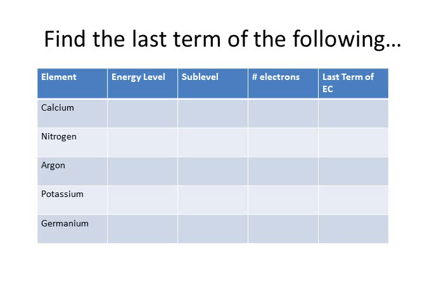So I want you to find the last term of the following elements. I want you to pause the video until you have answered and filled in this chart. Once you have filled in the chart, you can start the video again.